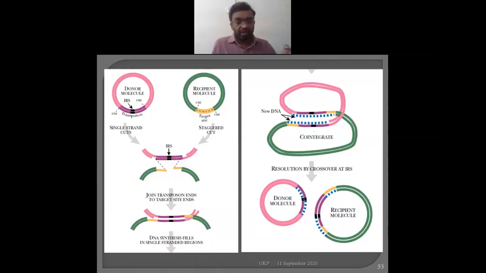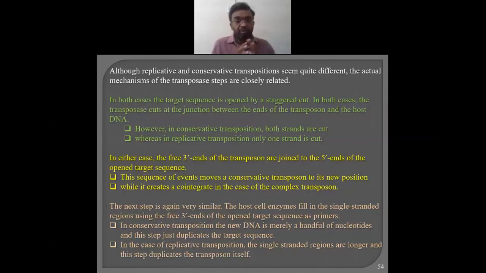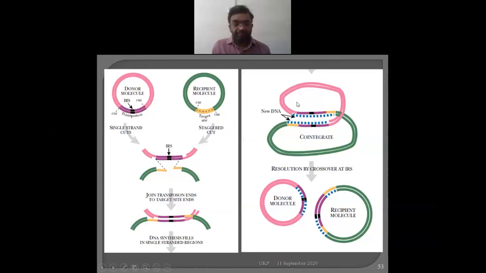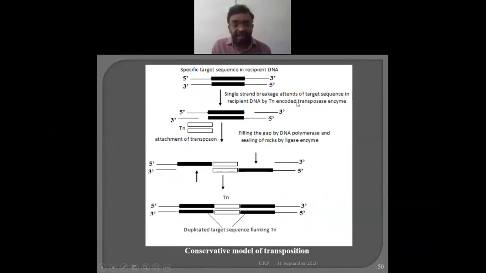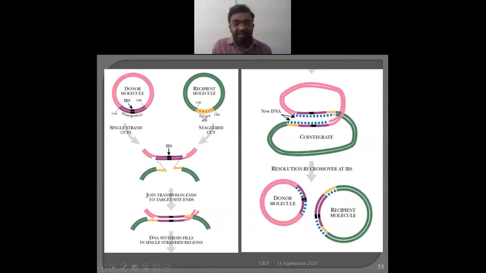In the former case, this is not the case. If you keenly observe both conservative and replicative transposition, you will find that there is not much difference. How they are similar and how they are different, we are going to discuss in the next slide. Although they appear different, the actual mechanism is the same. In both cases, the target sequence is opened by a staggered cut. Whether it is conservative or replicative, a staggered cut is made in the target sequence. So the first step is the same.